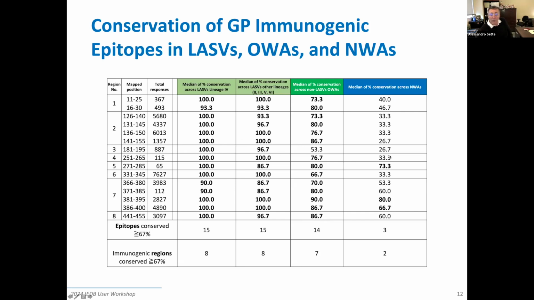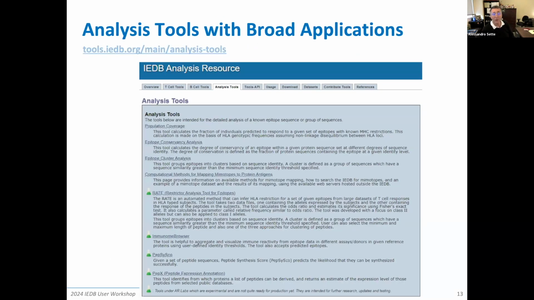But when you look at the conservation of these sequences in New World arenaviruses, the conservation really drops down, and there's only a couple of peptides that are significantly conserved. So this is an example of a type of analysis you can do using the conservancy tool.